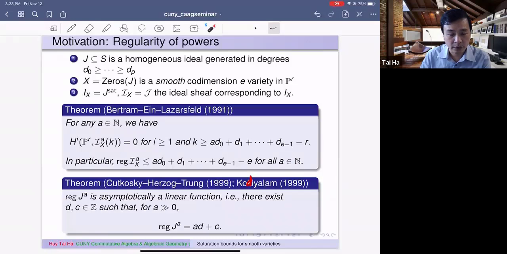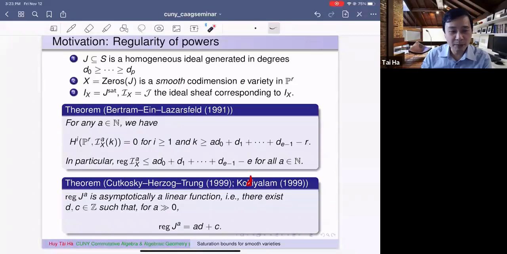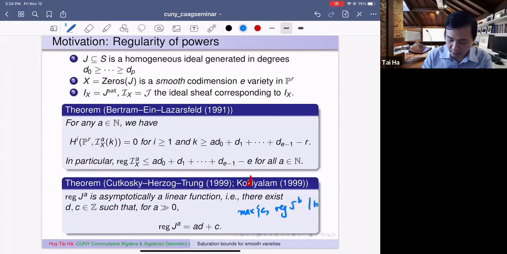Does it answer your question, Dan? Well, not really, because can you not just make it work for these finitely many A's by taking C much bigger? Yes, I mean, as I said, it works. You can take, for example, the max of this C and then the regularity of J to the B, where B is smaller than or equal to A0.